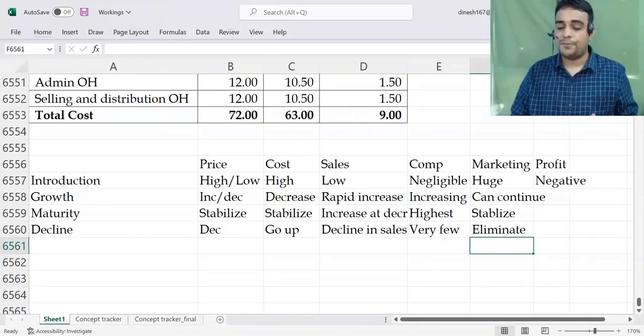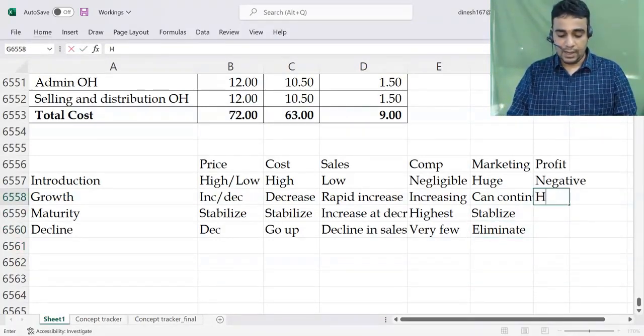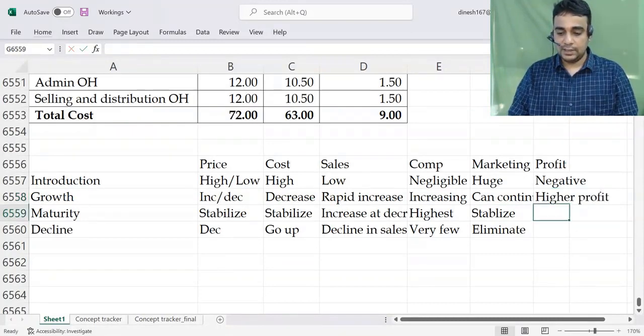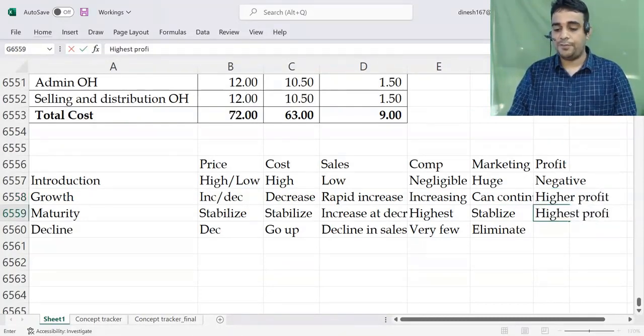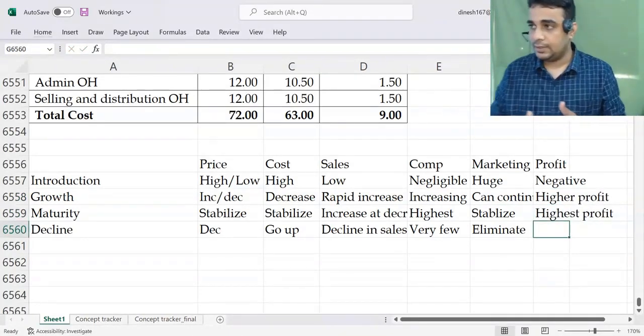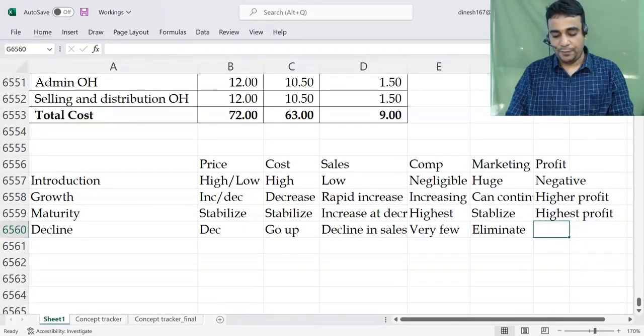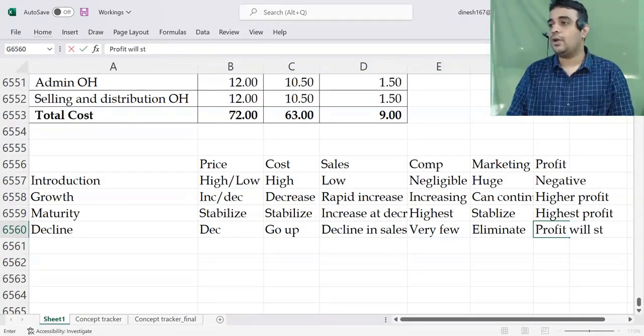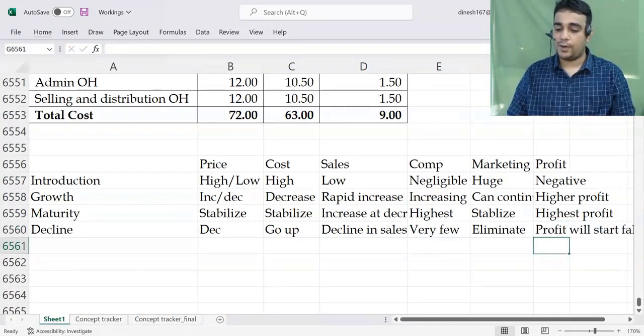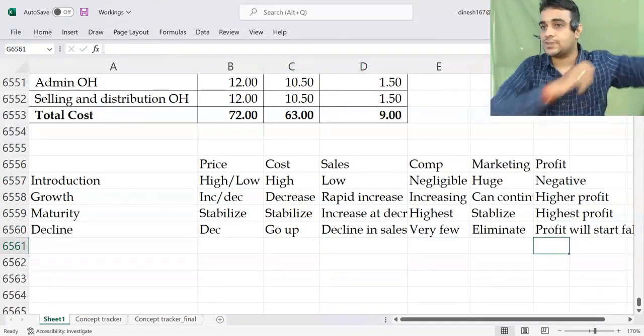As for the profit scenario, growth can give you the highest profit, and maturity can give you higher profit. In decline, profit will start falling and can even get into losses for the company.